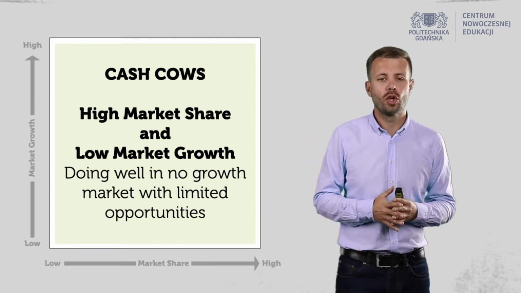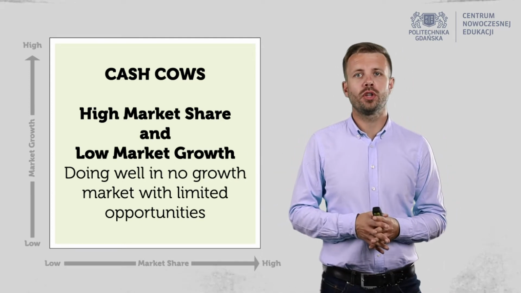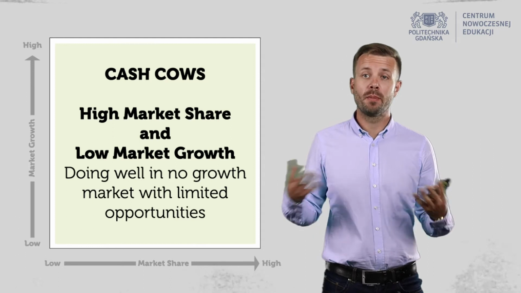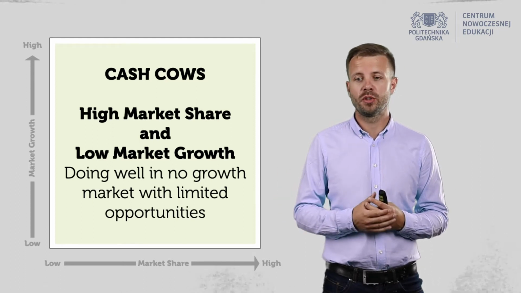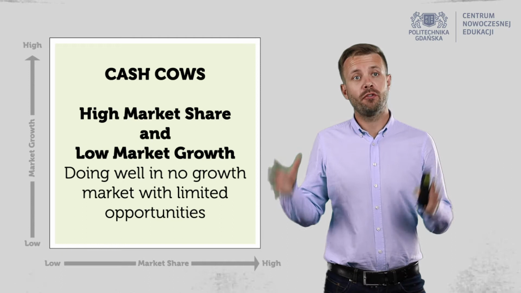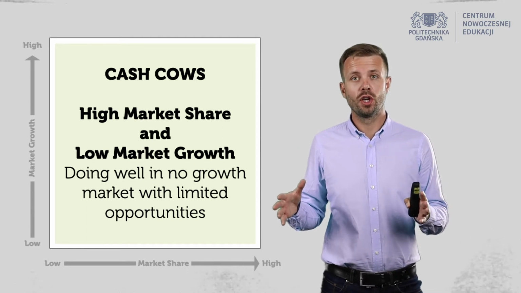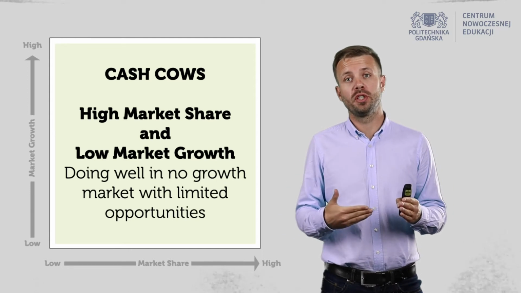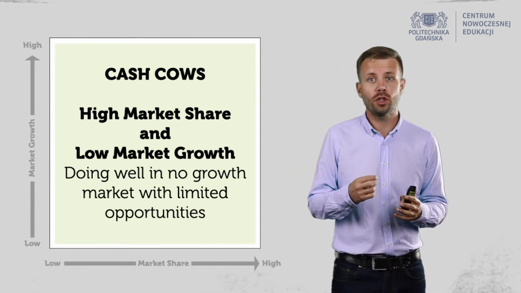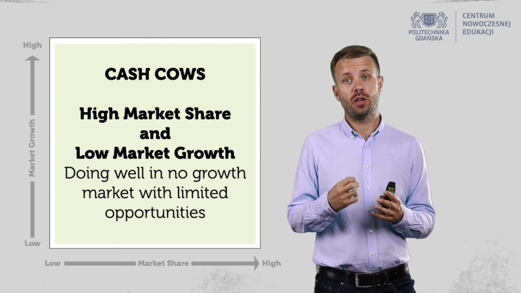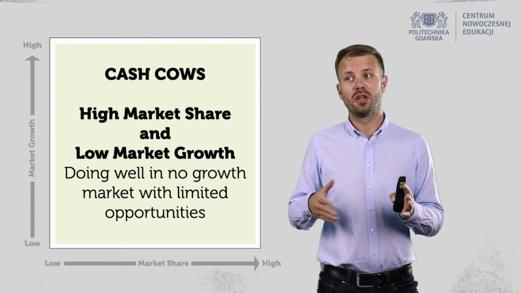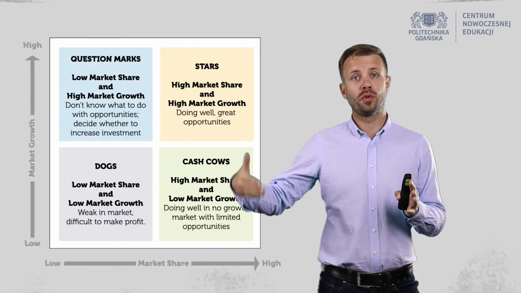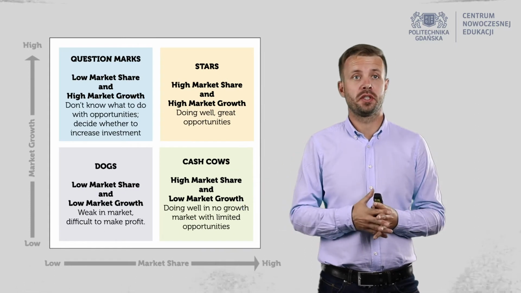Based on examples, if you take a look at current tobacco companies, for example, Philip Morris with their brands of cigarettes, they have high market share, they earn lots of money on that, but they know that the future of that product is pretty limited. So these products will give you lots of cash in the short-term perspective. But then the question is what you will do with that money and where you will invest it.